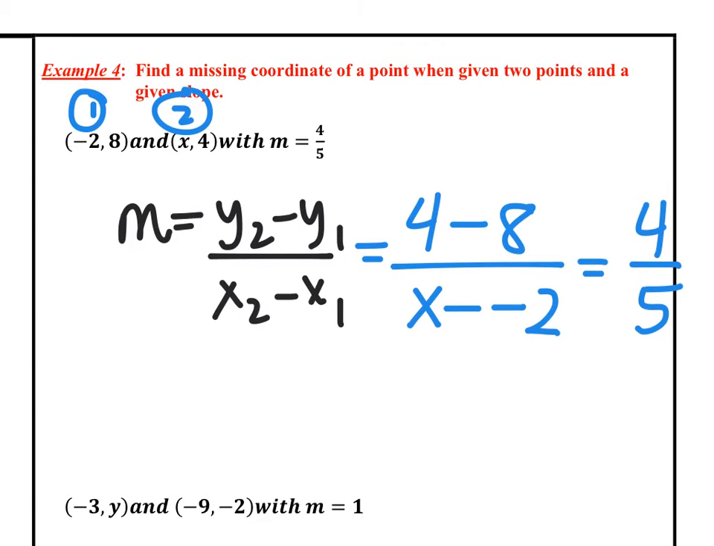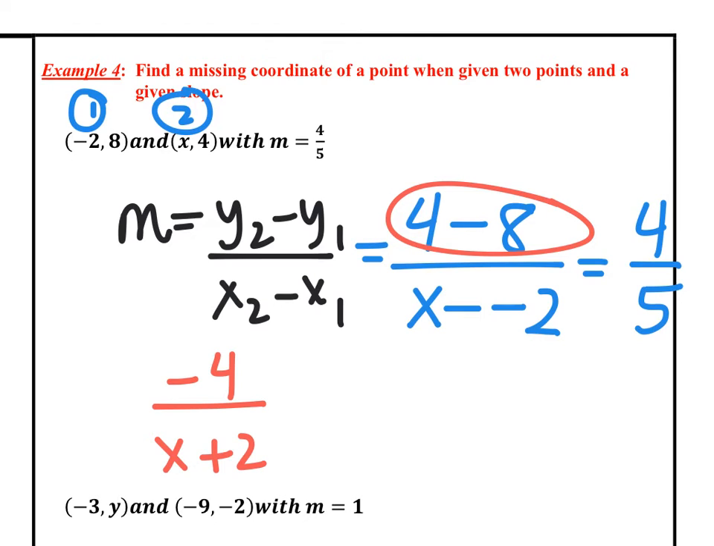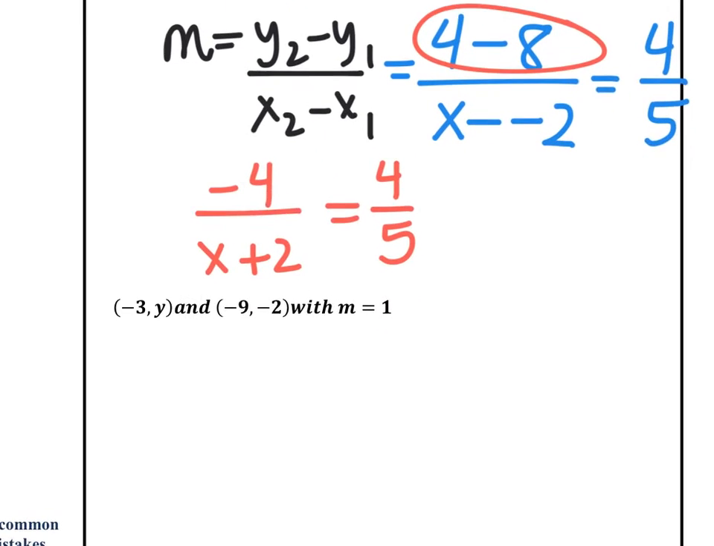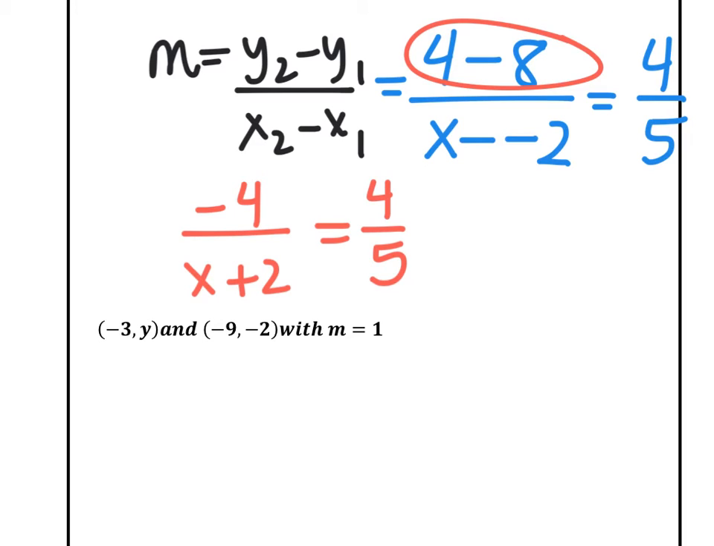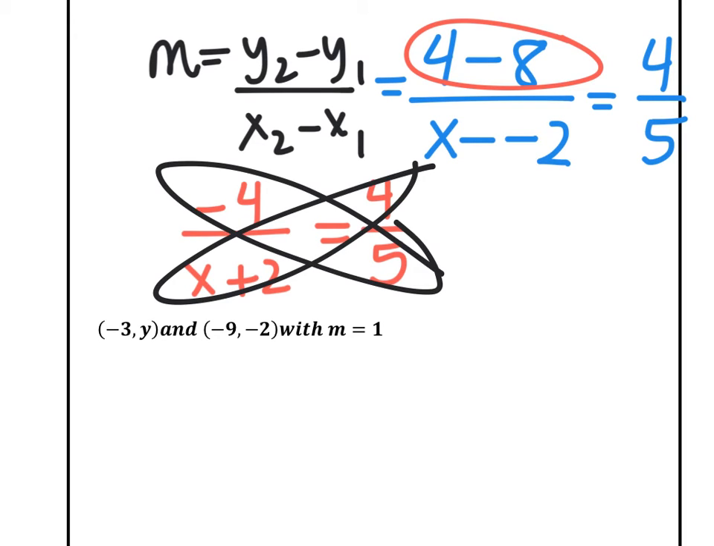So let's first simplify this equation. 4 minus 8 on the top here would give me negative 4. And on the bottom I got x minus negative 2. I should just make that x plus 2. That formula is equal to 4 over 5. Now you just got to cross multiply and solve. I'll scoot up. I would get negative 20 is equal to 4 times the quantity x plus 2.